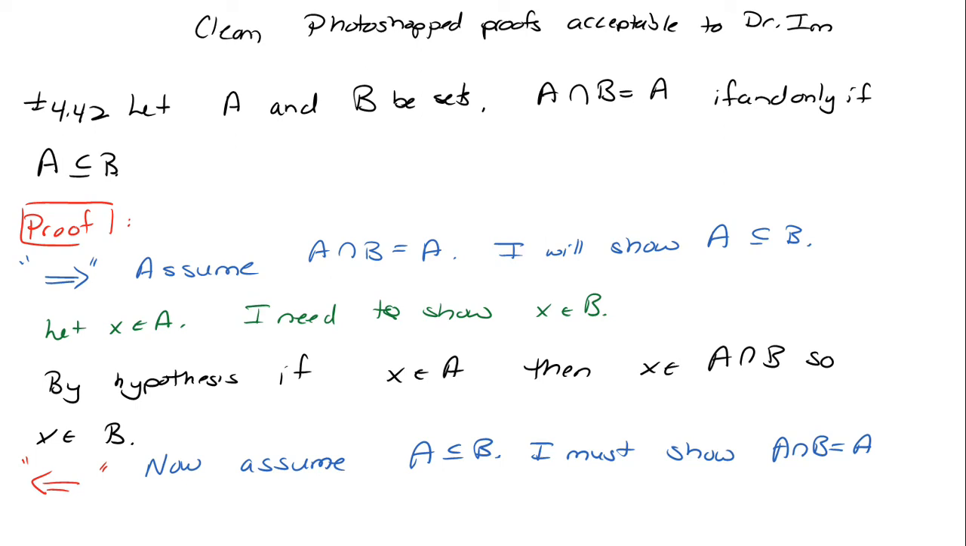And so now let the reader know I'm going in the other direction. Now assume A is contained in B. I'm going to show A intersect B is equal to A.